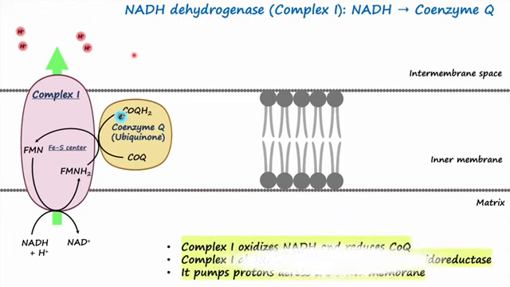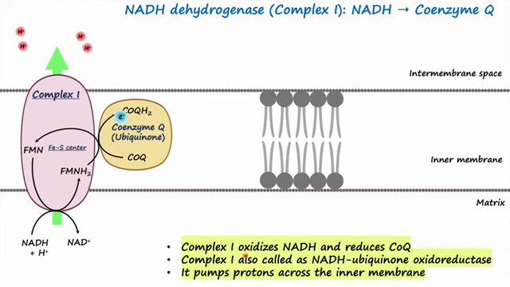Some important things about complex 1: it oxidizes NADH into NAD+ and reduces coenzyme Q to QH2. Therefore, complex 1 is also called NADH ubiquinone oxidoreductase. And another important thing is that it is able to pump protons across the inner membrane, that is, from the mitochondrial matrix to the intermembrane space of the mitochondria.